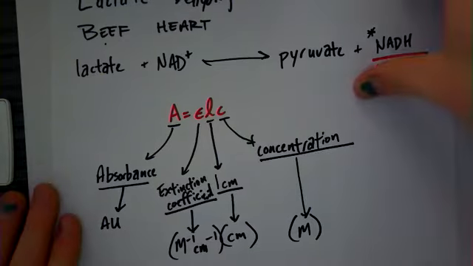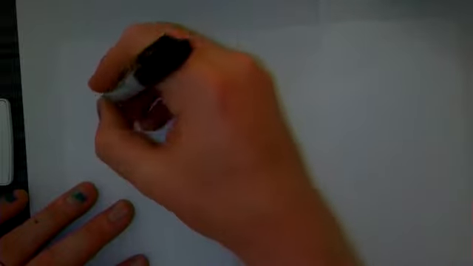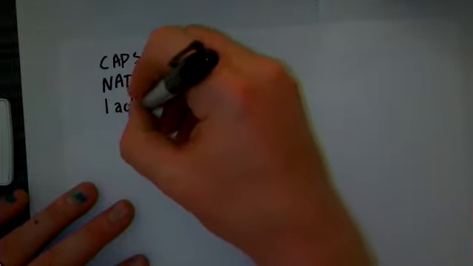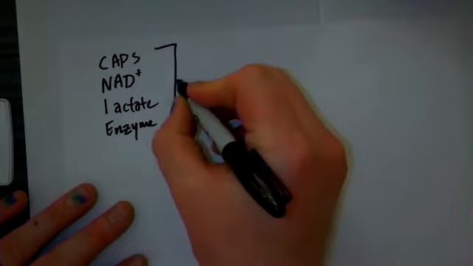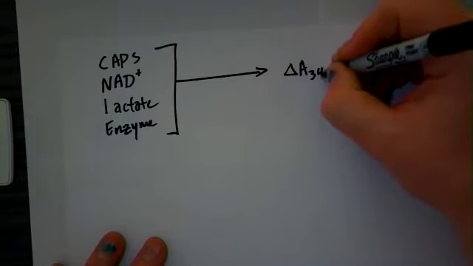So what we'll be doing this upcoming week is our first catalytic assays, where you're going to be given an enzyme extract. You're going to be using your CAPS buffer, so CAPS plus an NAD+ solution plus a lactate solution and enzyme fraction. And you're going to mix all this up, and you're going to observe delta A340.